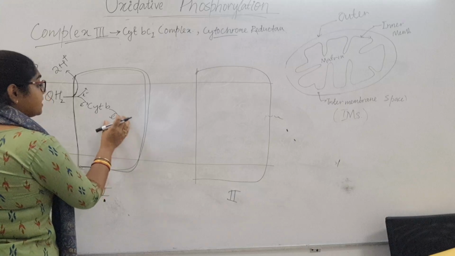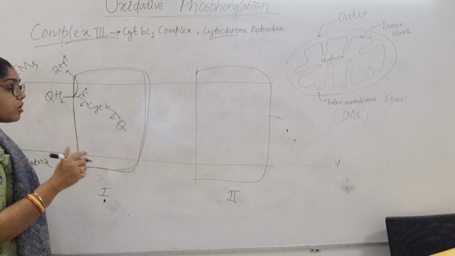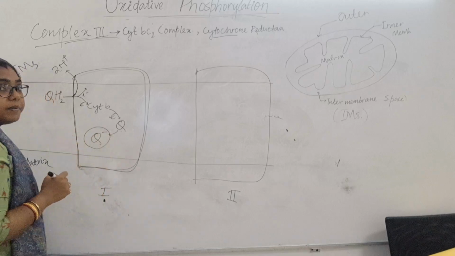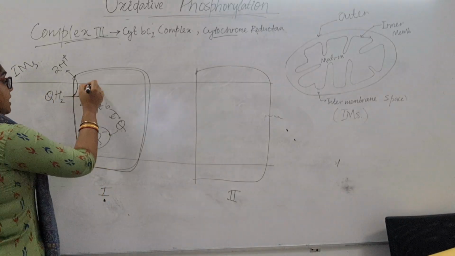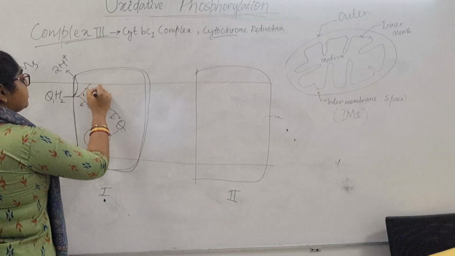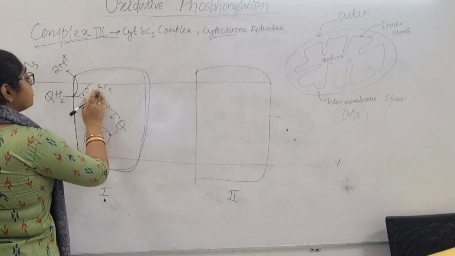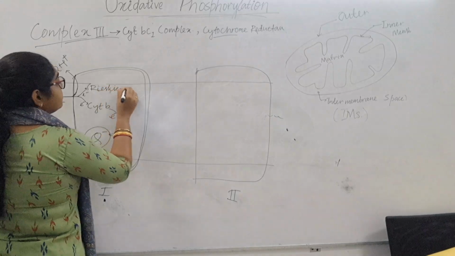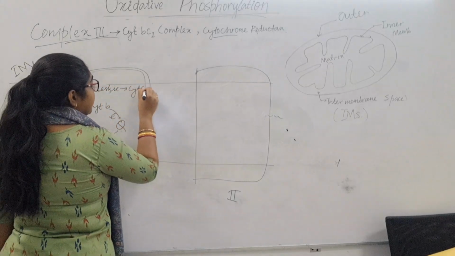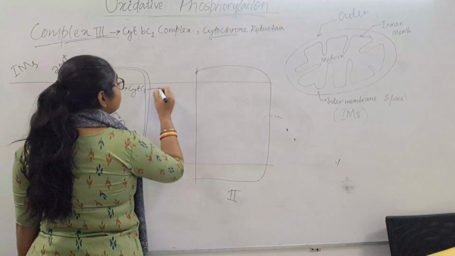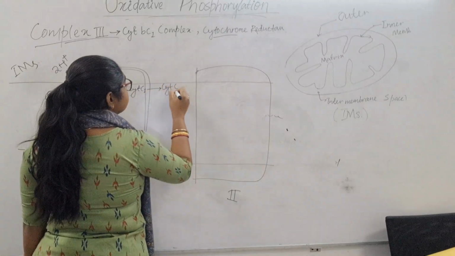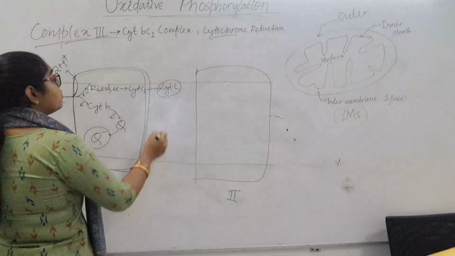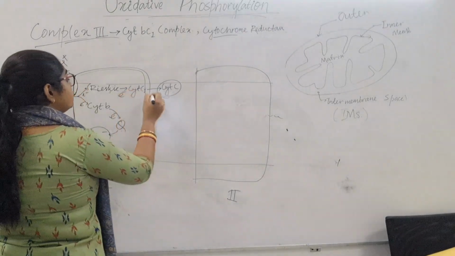When the quinone accepts one electron, it will become semiquinone. And the other electron will go to cytochrome C1. So it will first go to the Rieske center, then to cytochrome C1. And from cytochrome C1 it will go to cytochrome C. Cytochrome C is an electron carrier here, so the electron moves to cytochrome C.